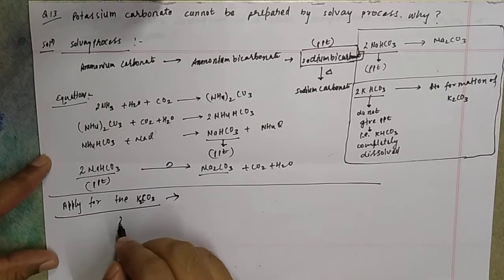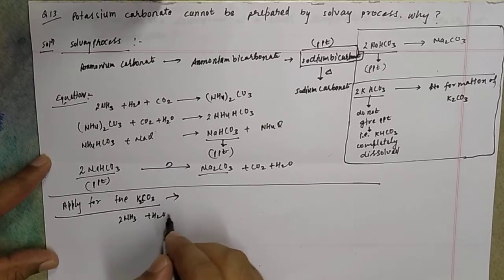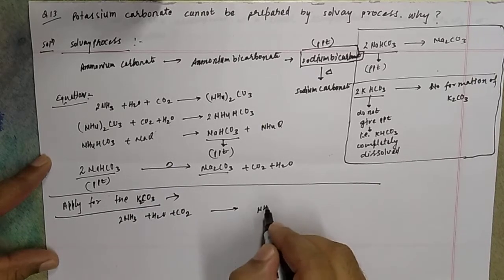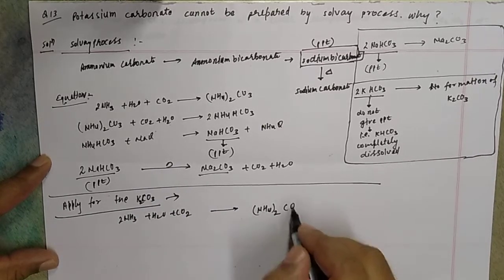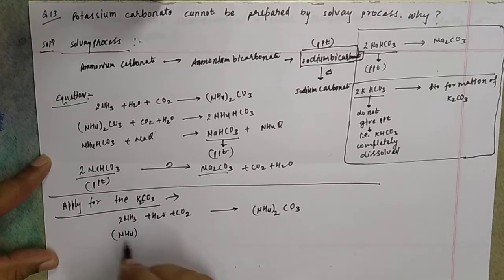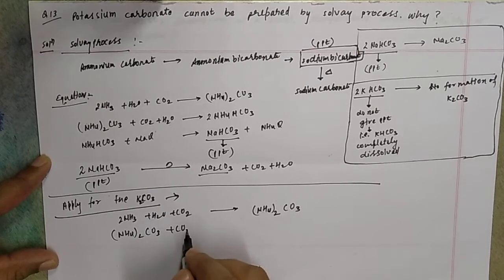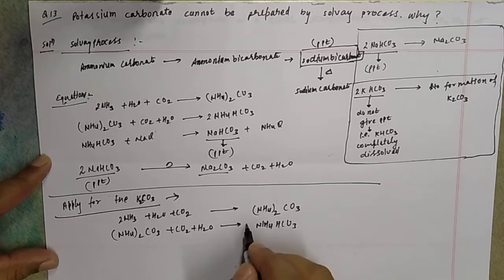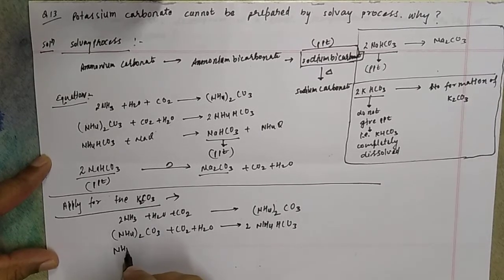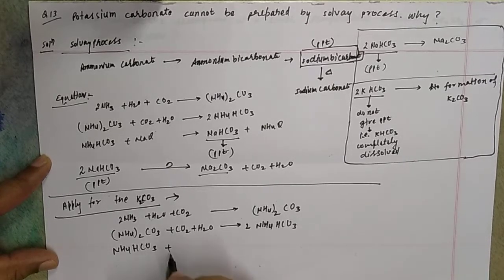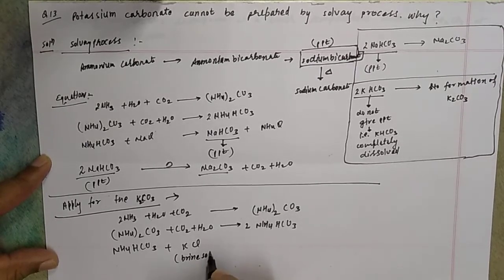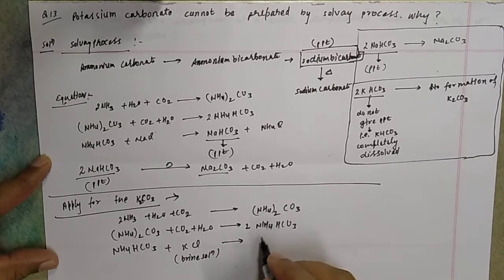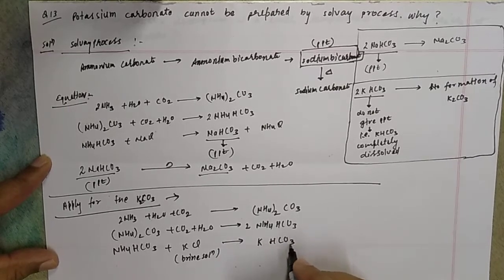Take two molecules of ammonia plus water and carbon dioxide. This step will be the same, giving ammonium carbonate. Take the ammonium carbonate and again saturate it with carbon dioxide, and you will get ammonium bicarbonate, NH4HCO3, two molecules. Now take the ammonium bicarbonate and react it with KCl, the brine solution.